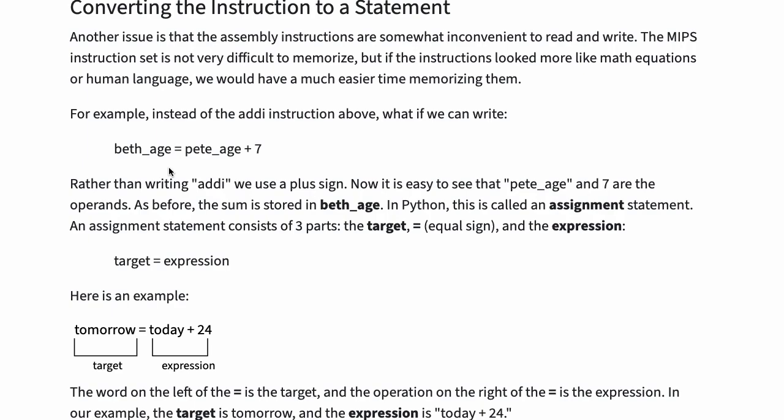An assignment statement consists of 3 parts: the target, the equal sign, and the expression. Here is an example. Tomorrow equals today plus 24. The word on the left of the equal sign is the target, and the operations on the right of the equal sign is the expression. In our example, the target is tomorrow, and the expression is today plus 24.